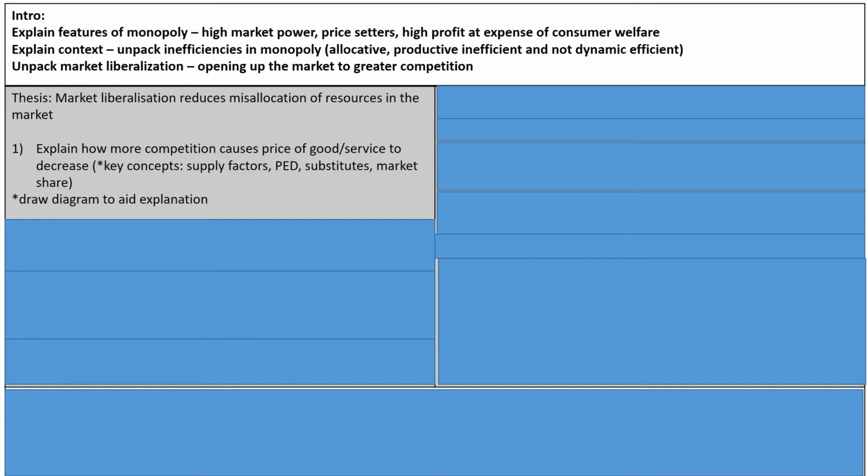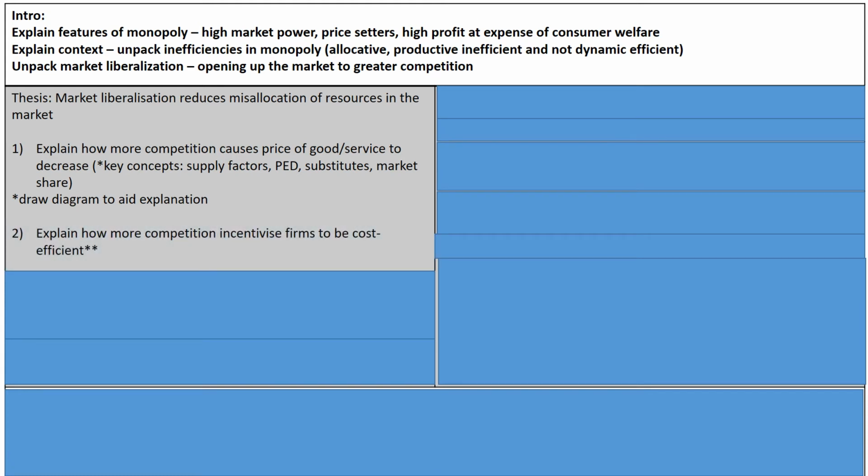So all these key concepts, as you explain how that reduces the price, right, and improves allocative efficiency. And I think a good way to show that you are thorough in your analysis is also to draw a diagram to aid your explanation. So that's the first part, right? Explaining how more competition causes price to decrease and being more allocative efficient.